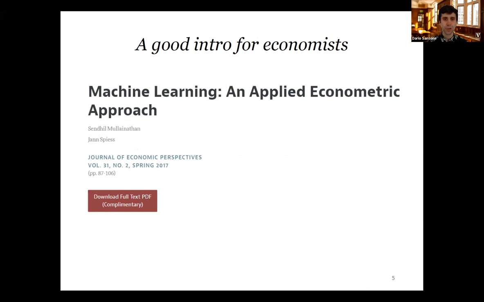If you're relatively new to this literature, I strongly suggest you read this Journal of Economic Perspectives article by Athey and Spiess. Frankly, this is one of the few papers where I've read the whole online appendix very carefully, because they really provide a lot of practical tips on how to actually implement and calibrate your own machine learning algorithms.